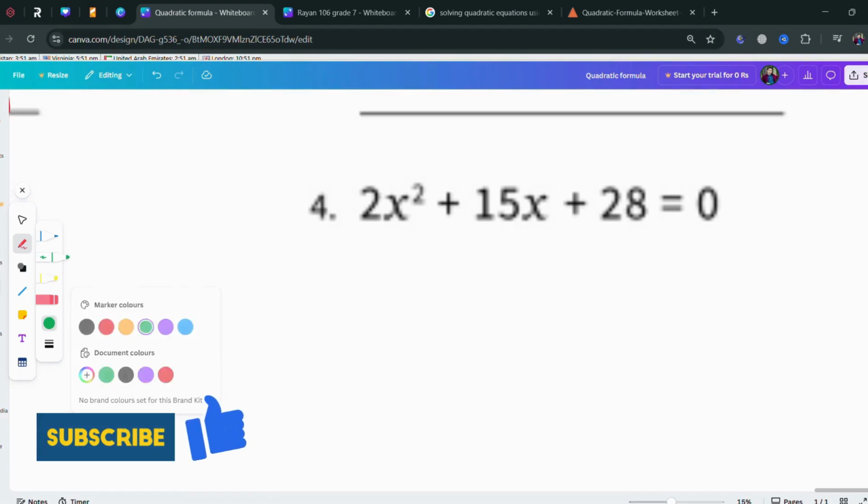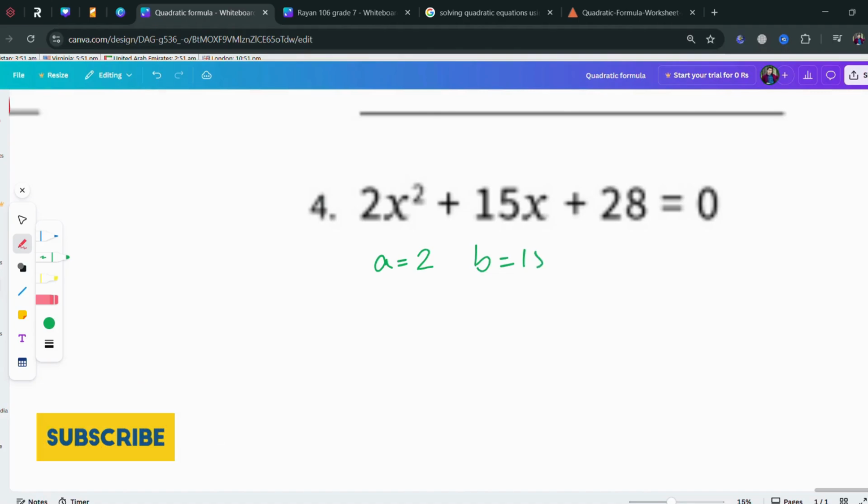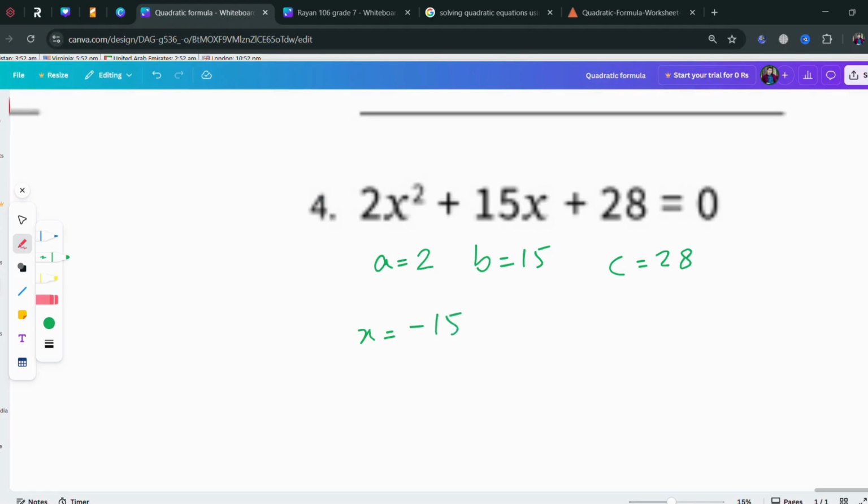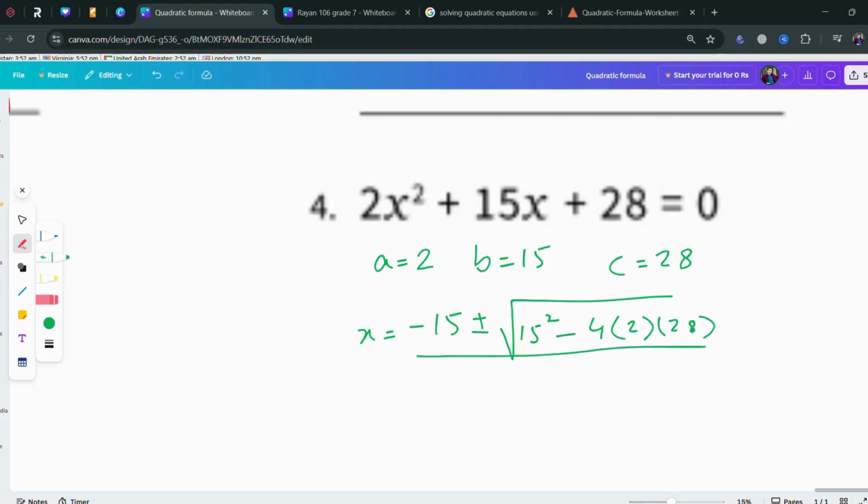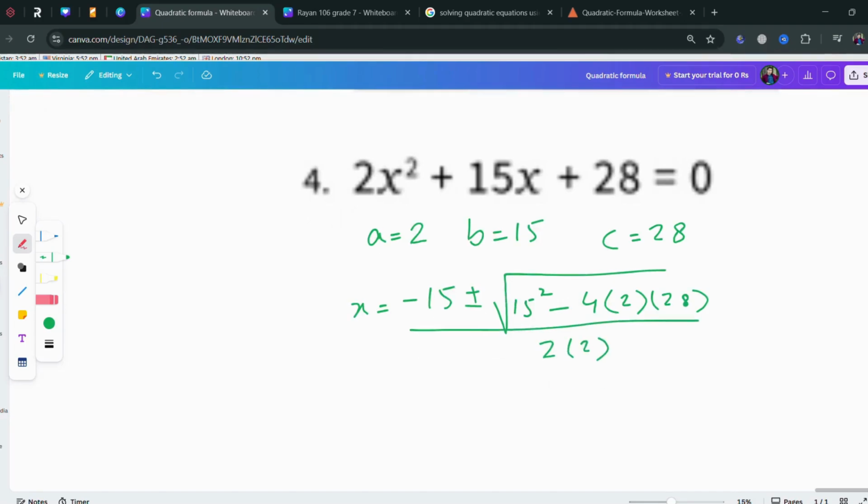For this one, as you guys can see, a is equivalent to 2, b is equivalent to 15, c is equivalent to 28. So now x is equivalent to minus b plus minus radical b squared minus 4ac divided by 2a, right? The quadratic formula. So I'm going to just put the values directly. Minus 15 plus minus 15 squared minus 4ac divided by 2 times 2, okay?